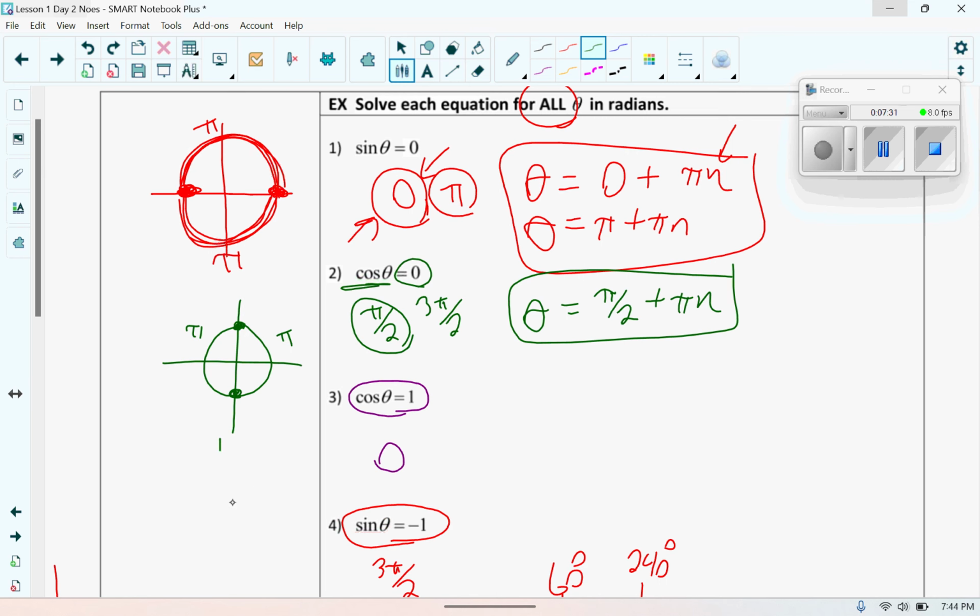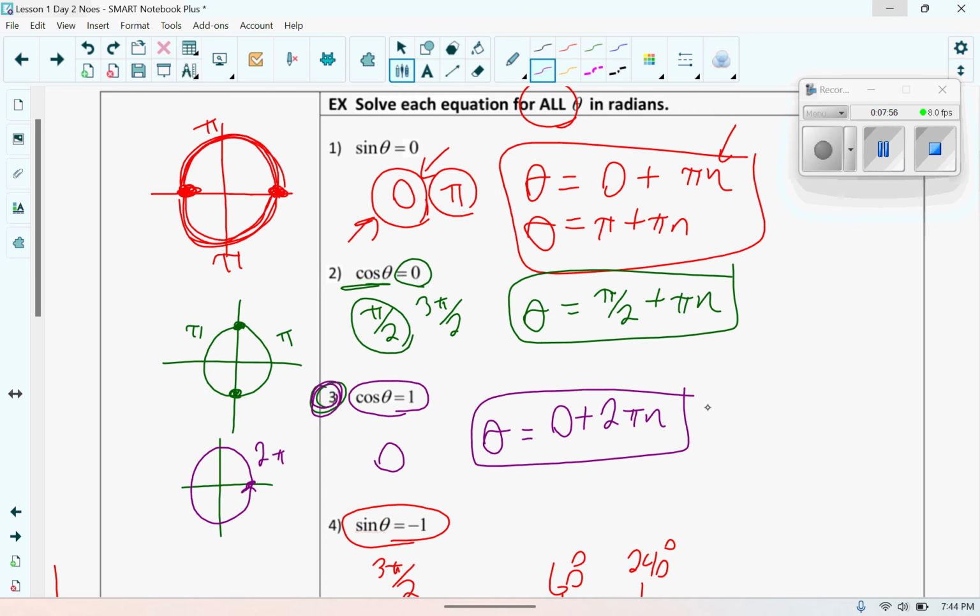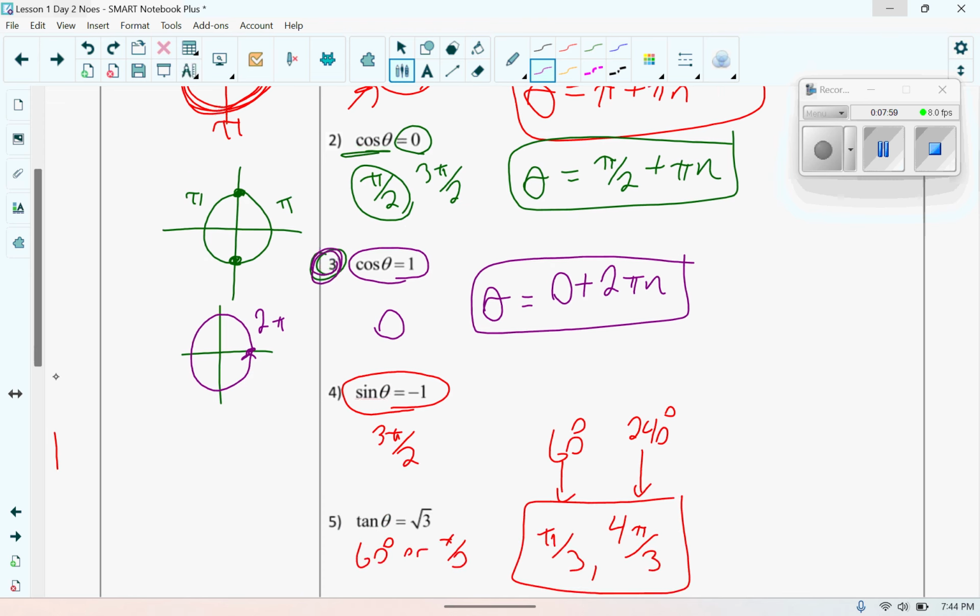Okay, notice how this number 3, let me change colors, this number 3 only happened here. So we had to go all the way around the circle for that to happen again. So it's going to happen every 2 pi radians. So I'm going to say my pattern is going to be theta is equal to 0 plus 2 pi n for my pattern.